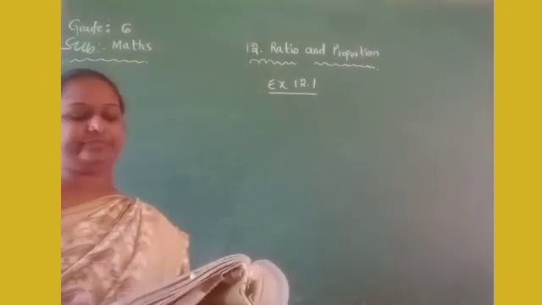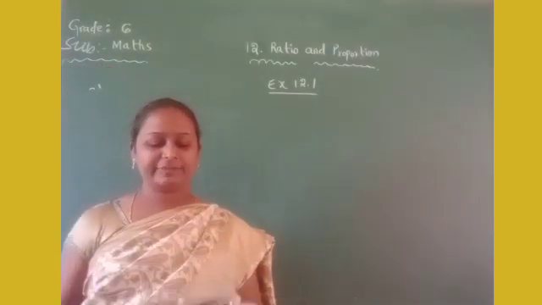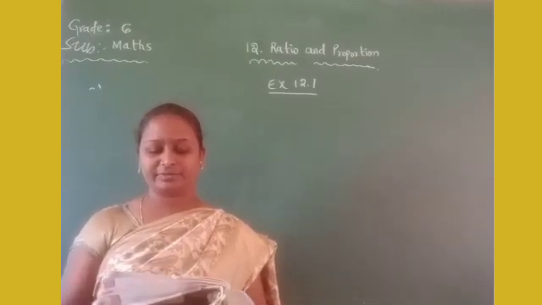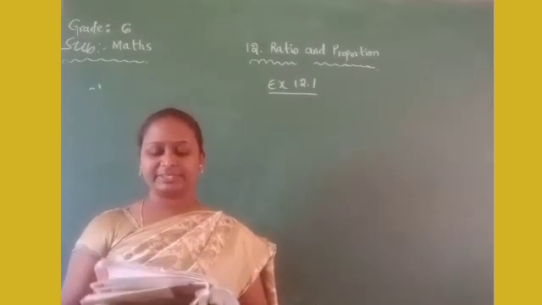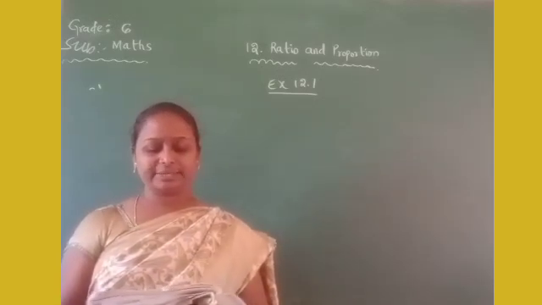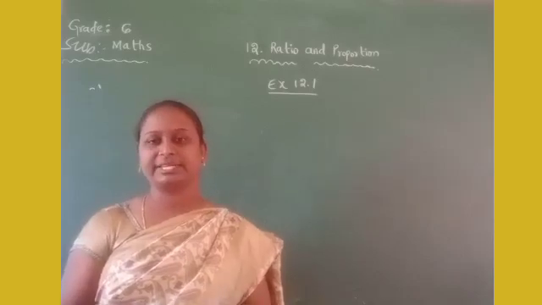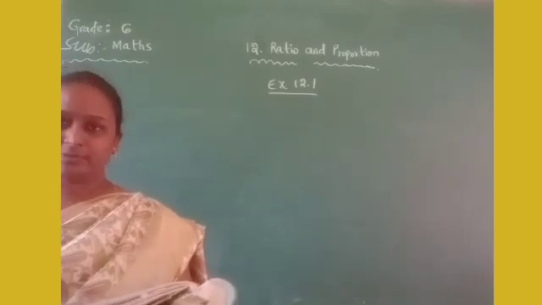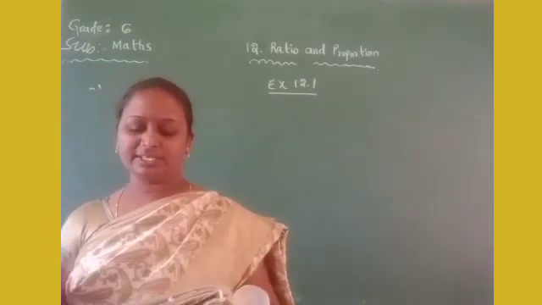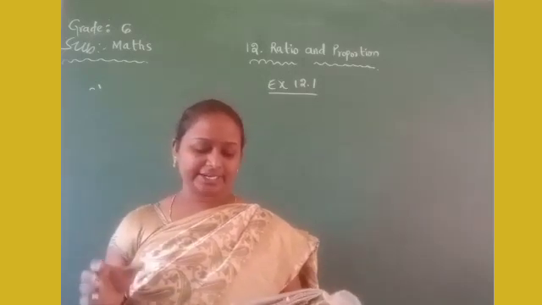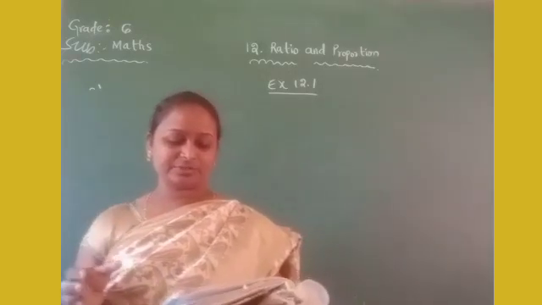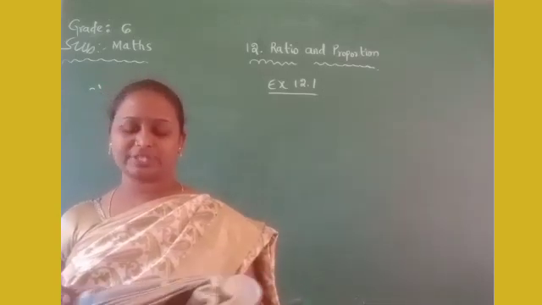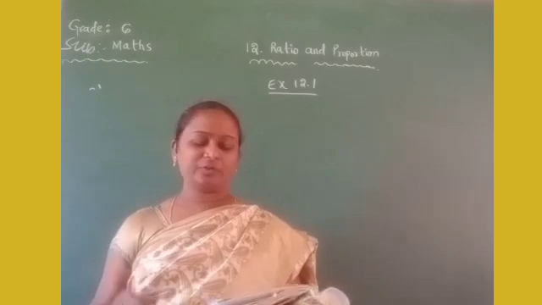Okay, see the third one. See the figure and find the ratio of the number of triangles to the number of circles. Here the figure is given, with different shapes in that box. The shapes are triangles, rectangles and circles. Three types of figures are there. You have to find the ratio.